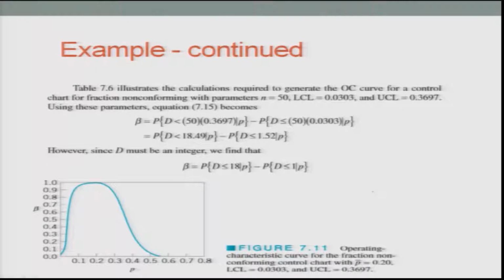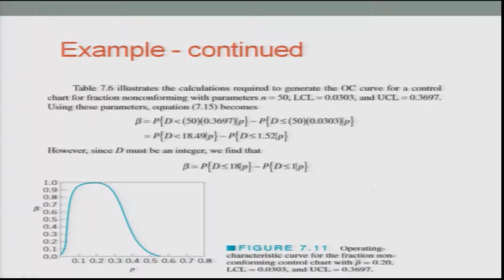So this Table 7.6, which we have just discussed, illustrates the calculation required to generate the OC curves for a control chart for fraction non-conforming with parameters p = 0.20 and n = 15. The lower control limit comes out to be 0.03 approximately. I am not mentioning all the decimal points to the level of significance. The upper control limit comes out to be 0.3697.